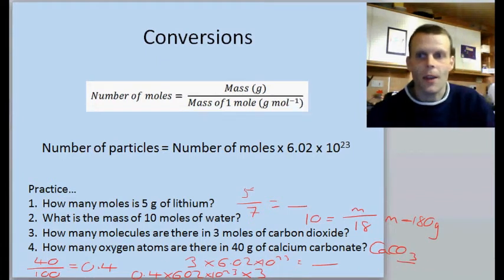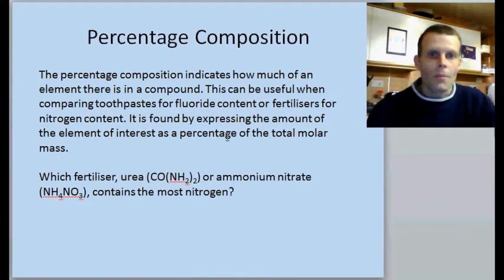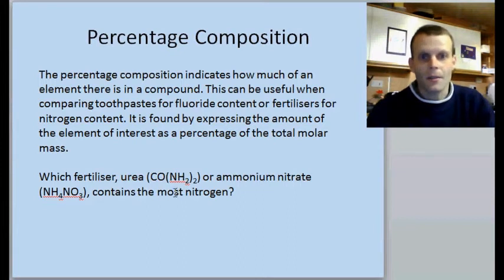Right, percentage composition tells us how much of an element there is within a compound. It applies to fluorides in toothpaste, or nitrogen in fertilizers, as an example here. So we could think, if I've got a bag of this stuff, which one has the most nitrogen in it? And simply to work it out, you should just do the percentages.